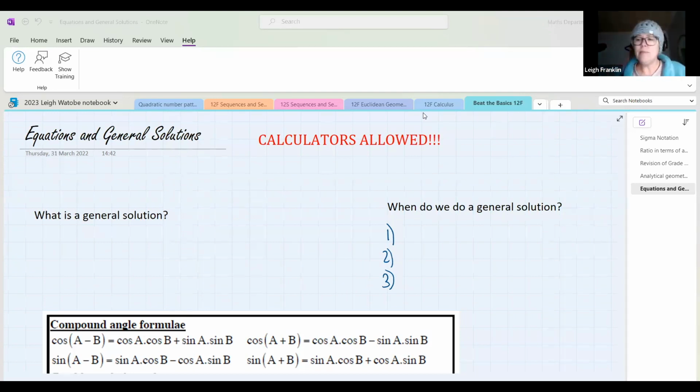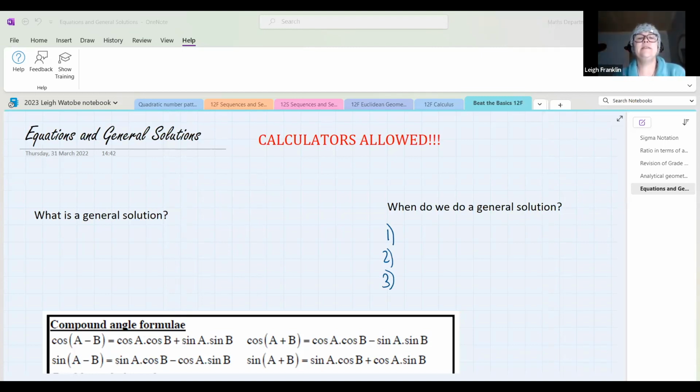Anyway, what I'm going to do is start off by asking you a question. What is a general solution? I mean, when you're doing trig and it says to you determine the general solution of whatever it is, what do they actually want you to do? What does a general solution mean to you? So just think about it, if you want to share by talking or if you want to put something into the chat. What does a general solution mean to you?